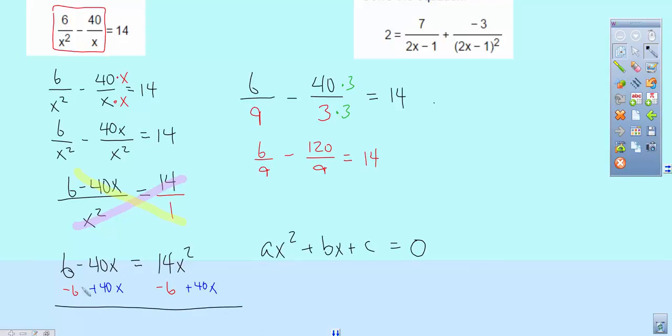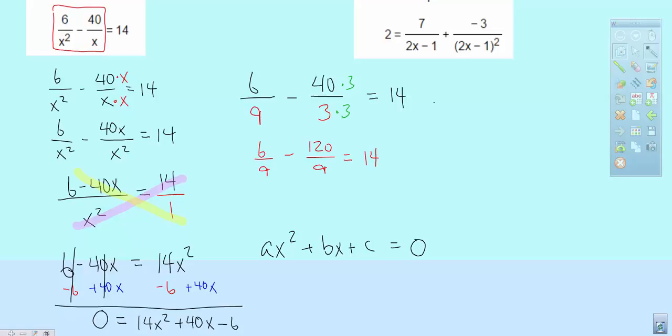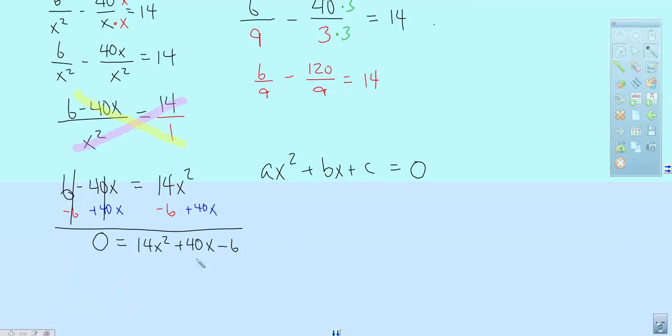So at this point, we start on the left again. Our 6's cancel. Our 40's cancel. That means we get our 0. Our 14x squared has nobody else like him, so he comes down. Our 40x has no one like him, so he comes down. And our 6 has no one like him, so he comes down. Okay, so hopefully you're seeing quadratic formula, factoring.